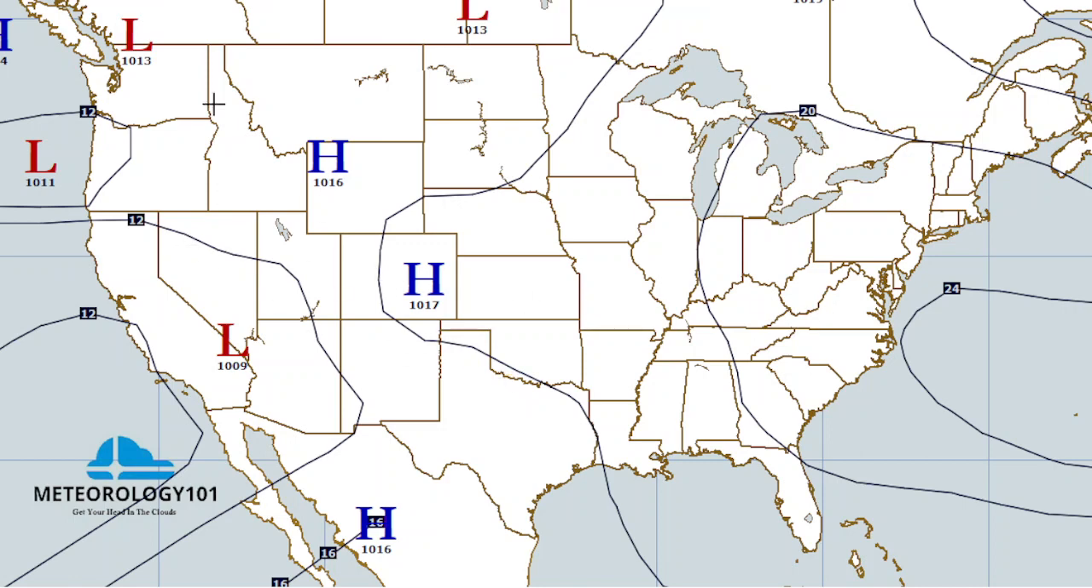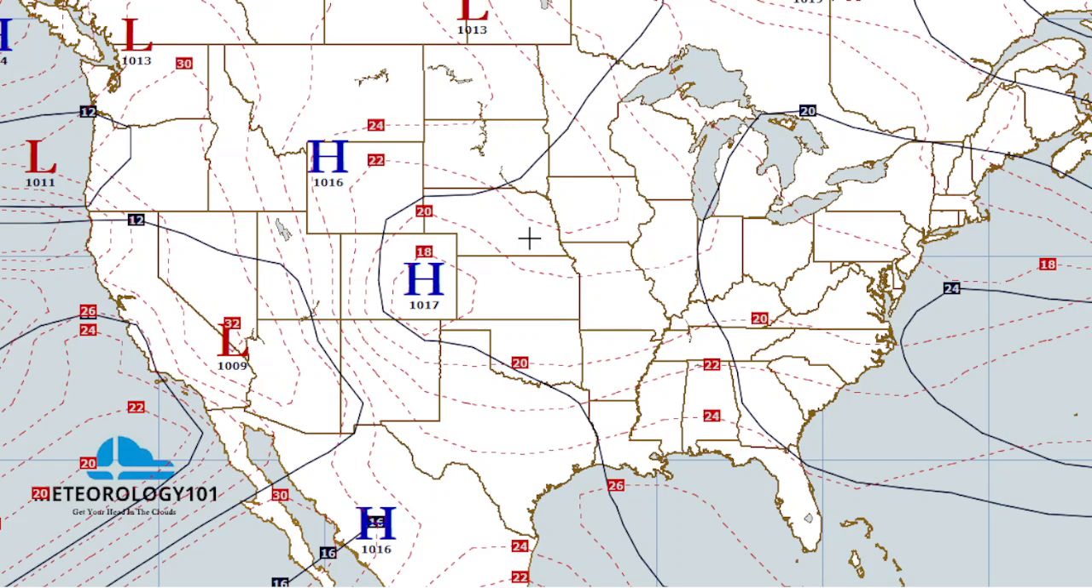So let's throw our isotherms on here, see what's baroclinic, what's barotropic. Baroclinic is just where the isotherms cross the isobars. Isotherms are lines of equal temperature, and isobars are lines of equal pressure. So when they cross, that is a baroclinic system. That means there is thermal advection.